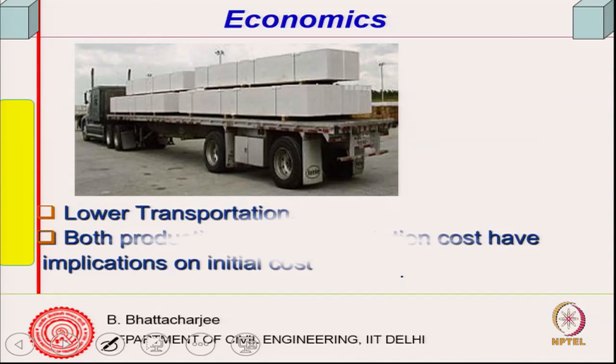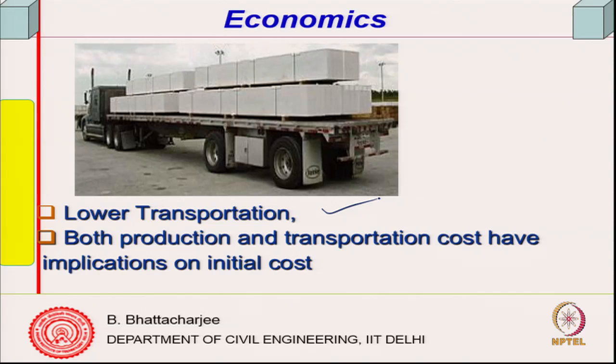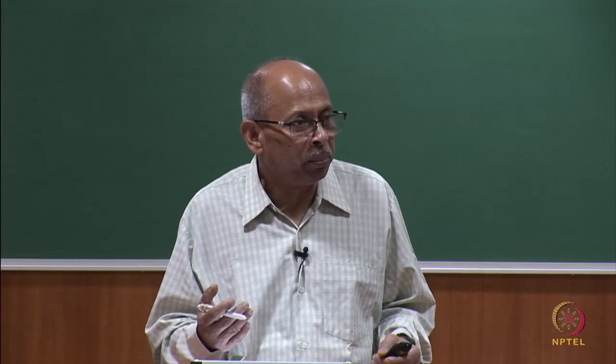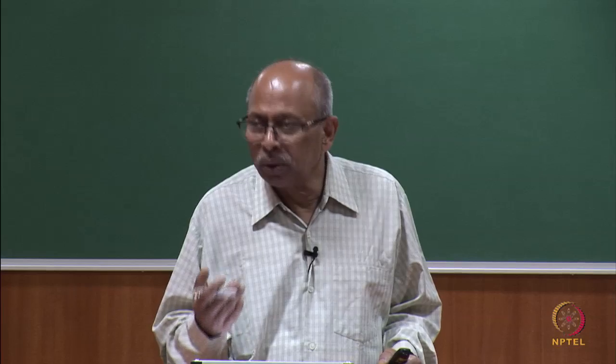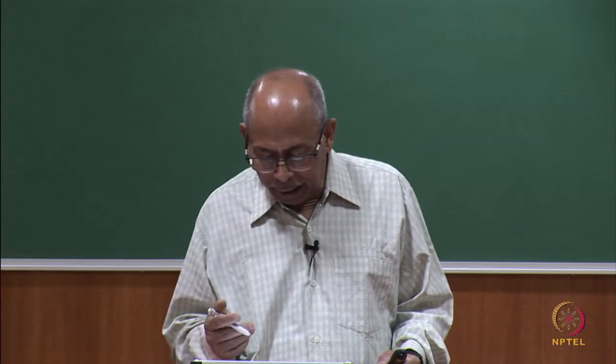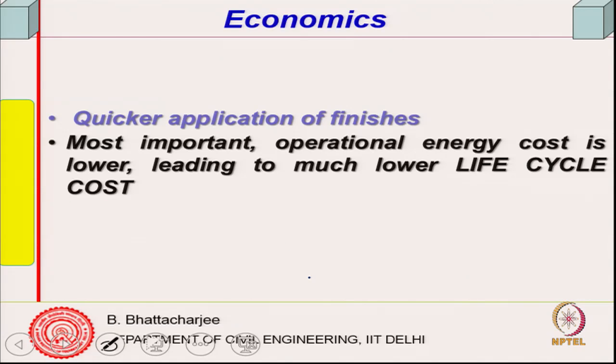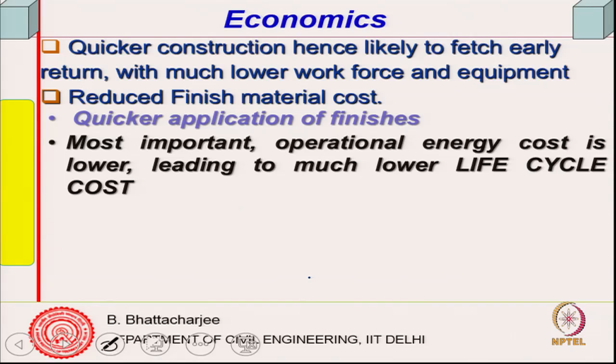So, this is what shows transportation cost is lower. When you talk of sustainability, which we talked about earlier, it fits in pretty well, because transportation was also a part of the embodied energy. Since it is lightweight, transportation cost per unit volume would also be lower, and both production and transportation cost have implications on initial cost of course, right. So, that is what it is. Okay. Quicker construction, hence likely to fetch early return with much lower workforce and equipment, because you can finish the job earlier, right.